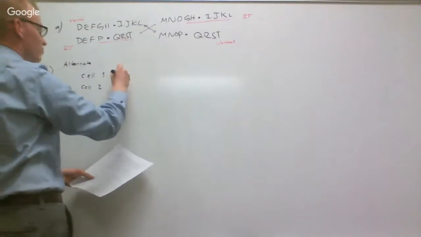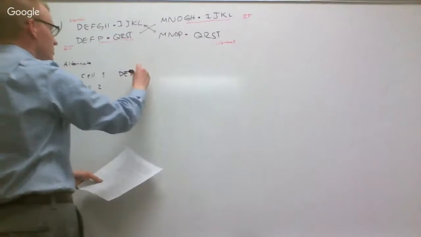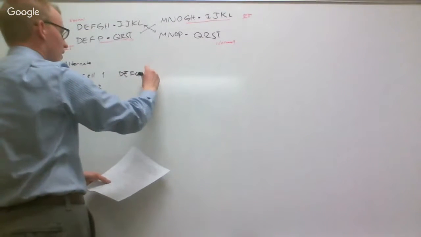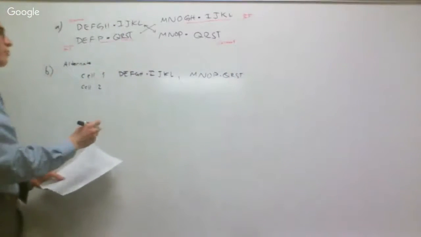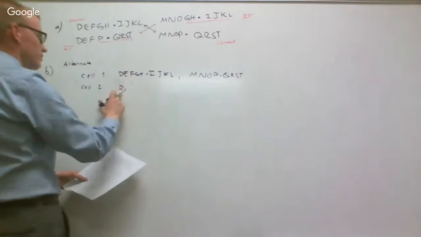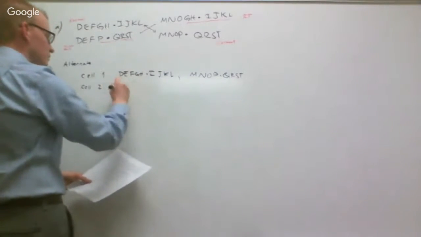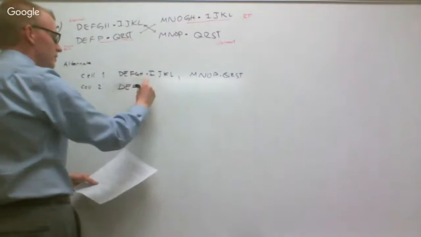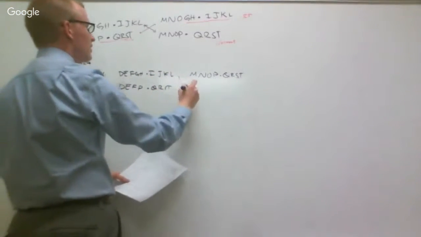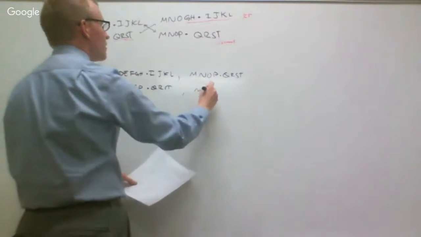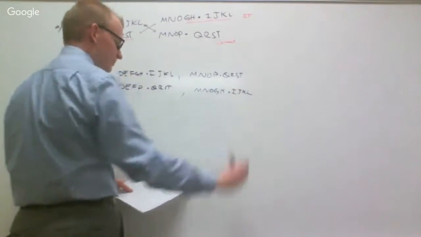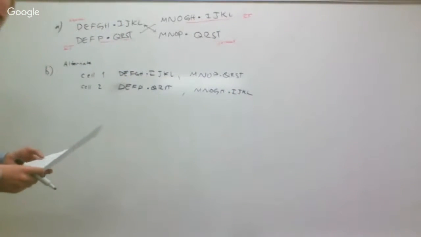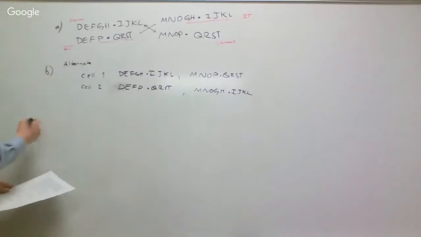Cell 1 is going to have both normal chromosomes, E, F, G, H, I, L, and then O, P, Q, R, S, T. So the first cell has both of the normals. Let's get our reciprocal translocations in there. D, F, P, centromere, Q, R, S, T, followed by M, N, O, G, H, I, J, K, L. So that'll do it for part 1. Those are your alleles in the two different cells for the alternate pattern segregation.